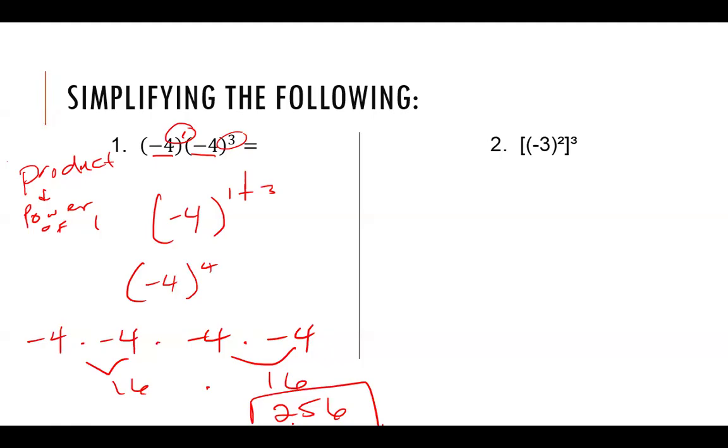A negative times a negative is a positive, and I have two pairs of negatives, so they're going to turn into positives. All right. On number 2, which rule am I using?